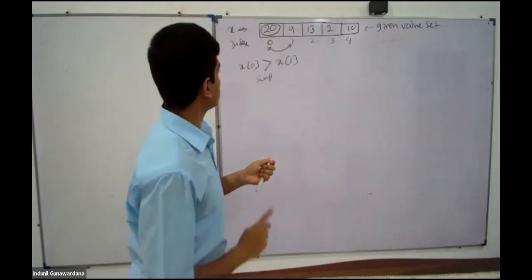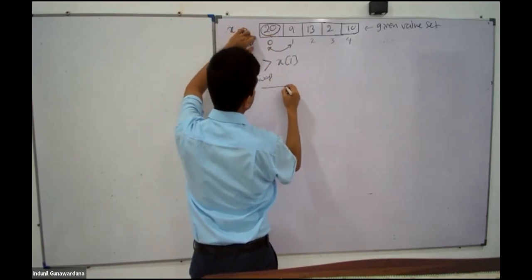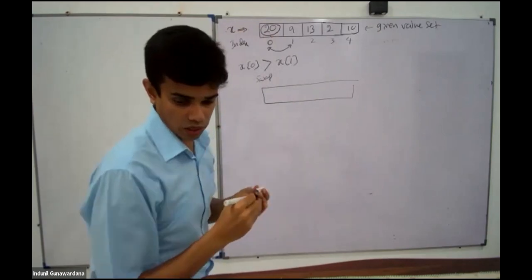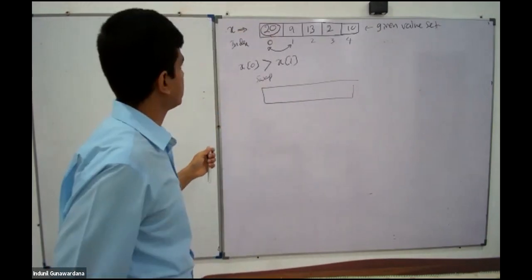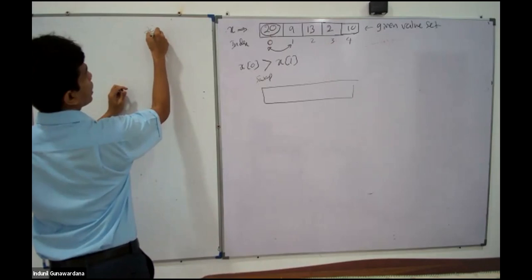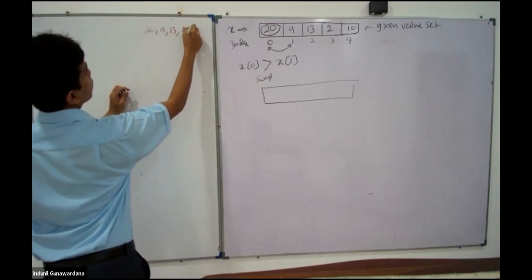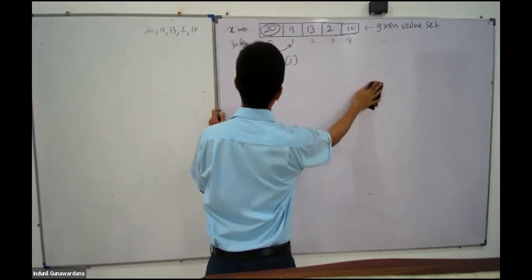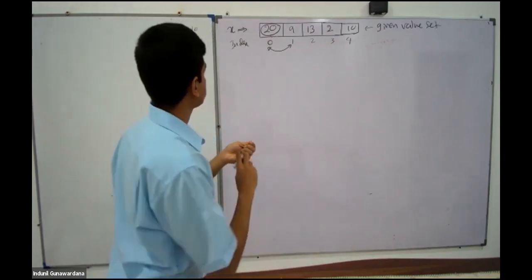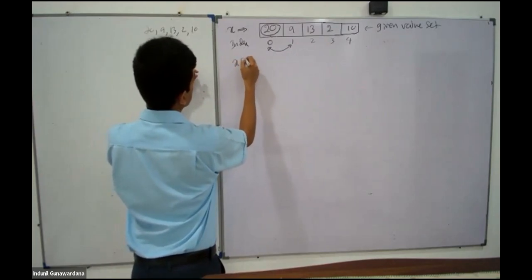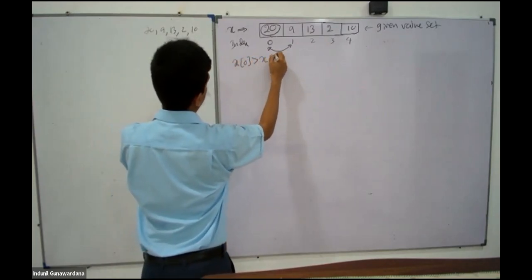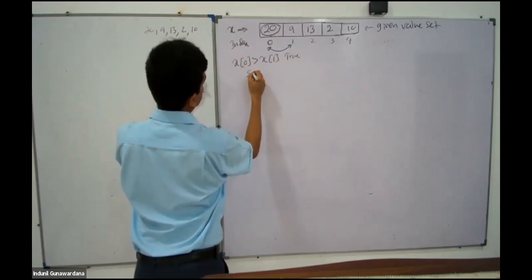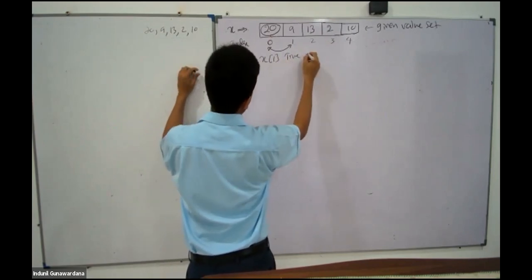After solving, your list will be like this. But I'll use the same list in a small size, otherwise our values are 20, 9, 13, 2 and 10. Okay, so then we check the first two items. If x0 is larger than x1, if it is true, we have to solve it.